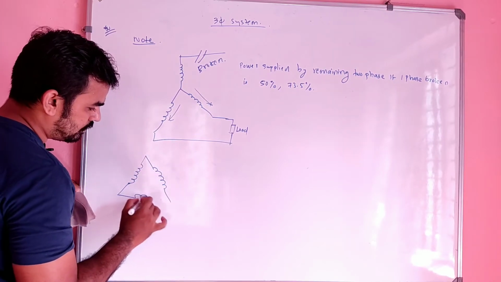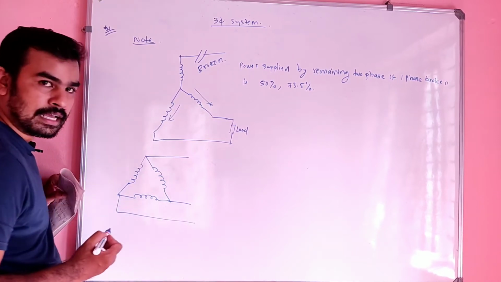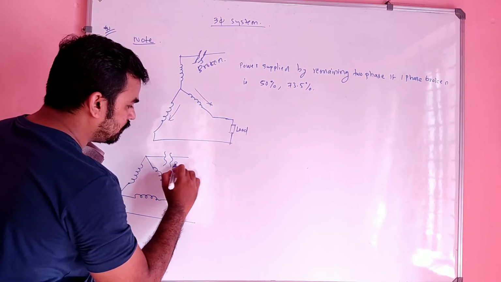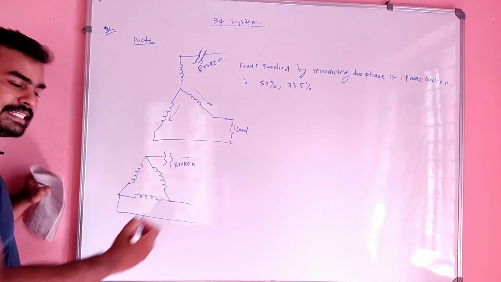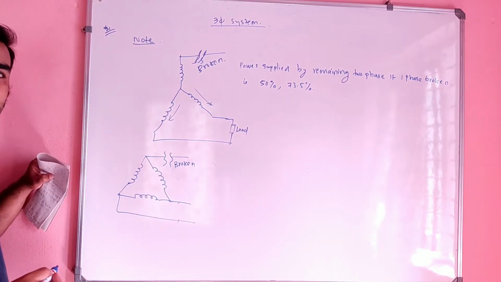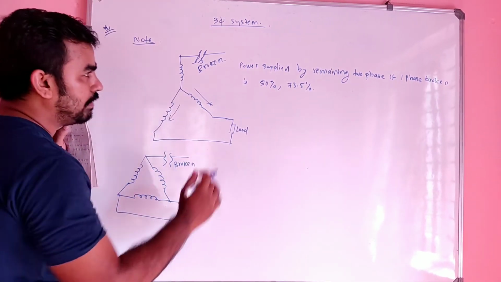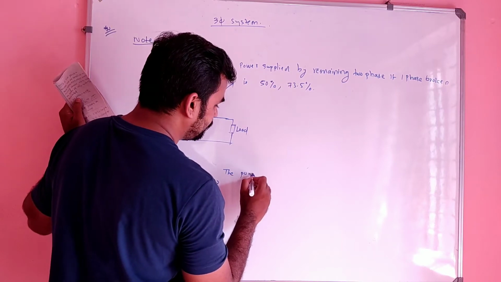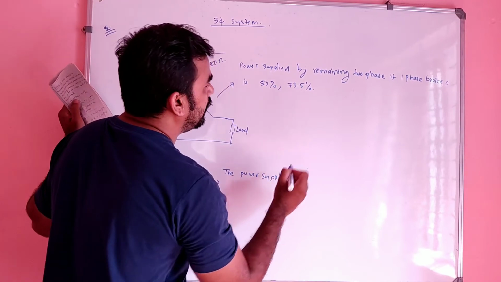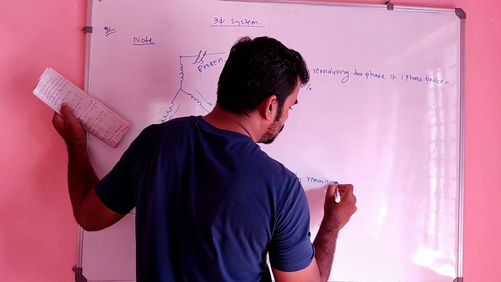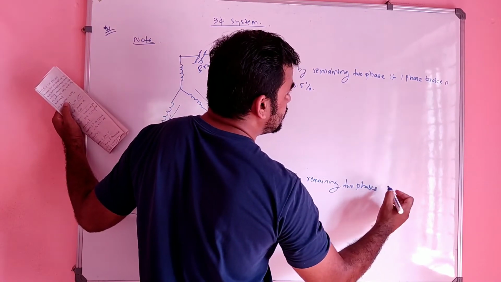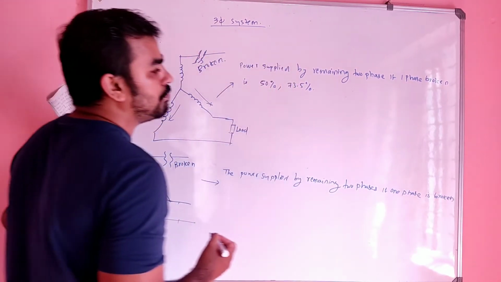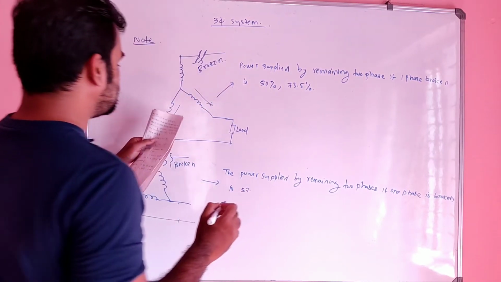And in delta connection, in a similar manner, this is delta, right? If one phase is broken in delta connection, one phase is broken like this, and the remaining two phases can supply a power of exactly 57%. I will write that here also: the power supplied by the remaining two phases, if one phase is broken, is 57%.